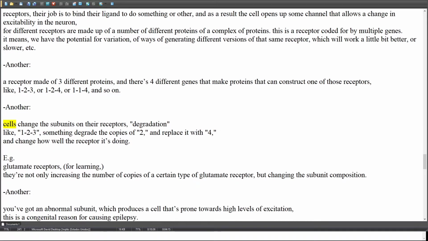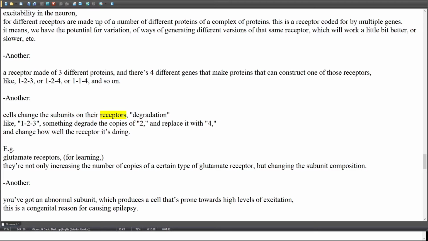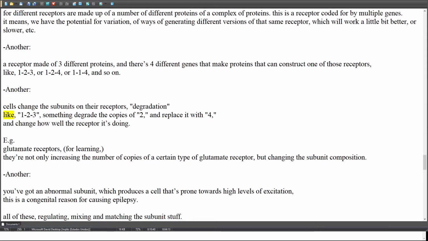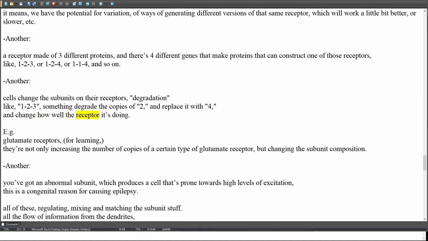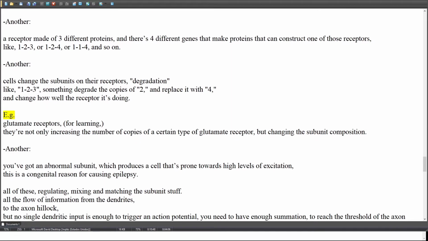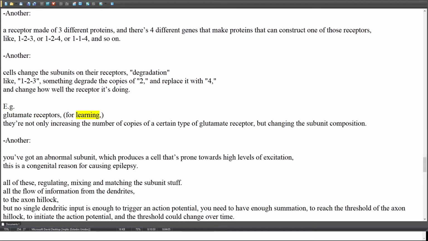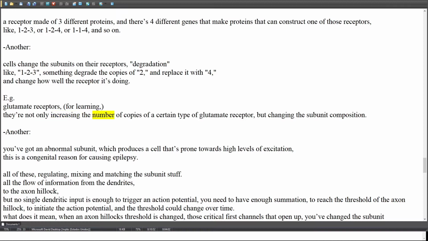Another. Cells change the subunits on their receptors, through degradation. Like, 1-2-3, something degrades the copies of 2, and replaces it with 4, and changes how well the receptor is doing. E.g. glutamate receptors, for learning. They're not only increasing the number of copies of a certain type of glutamate receptor, but changing the subunit composition.